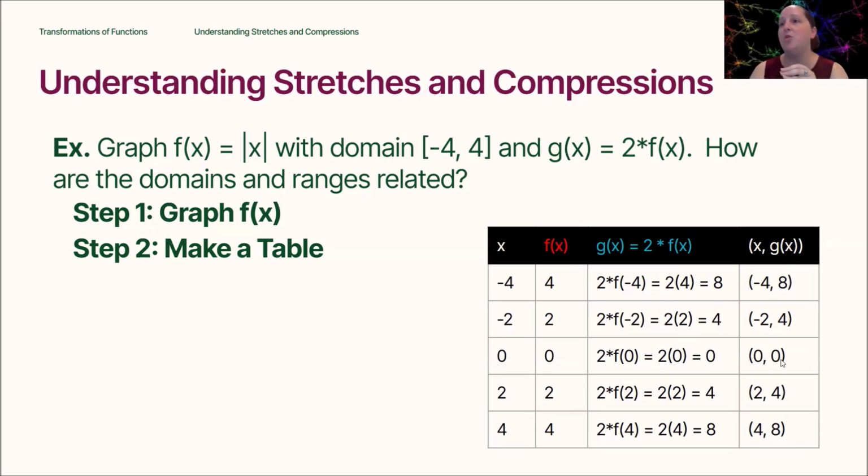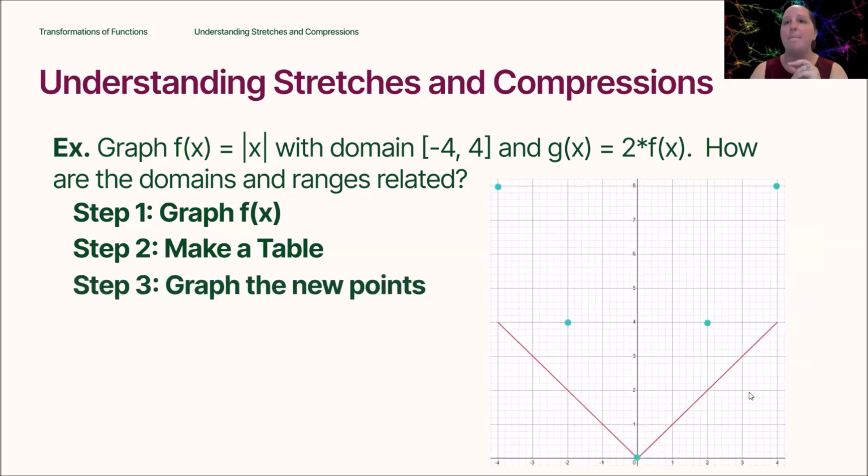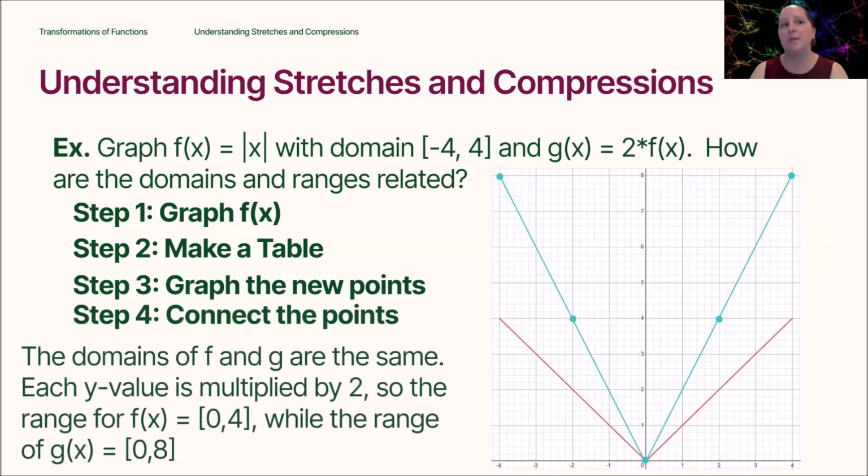Okay, from here, I'm going to graph these points right here. So I graphed my new points and I connected them. Okay, so the domains of f and g are the same. So the same x values I'm still using from negative 4 to 4, but my range has doubled. Okay, so I've multiplied it from the original range of 0 to 4 to 0 to 8, because 0 times 2 is 0, and 4 times 2 gives me 8.